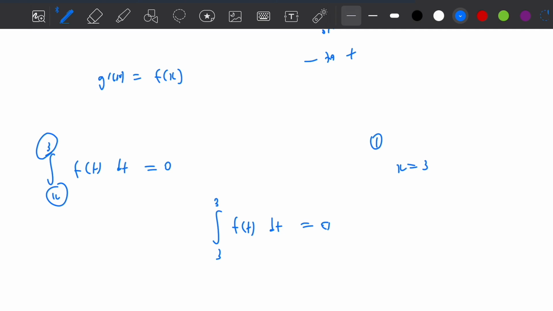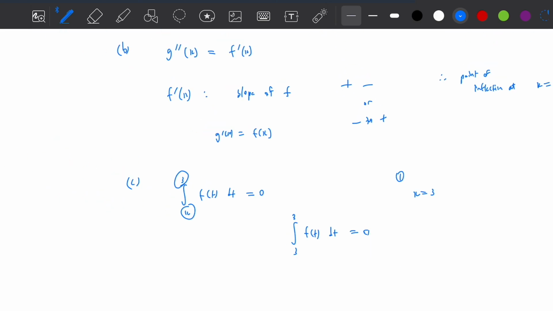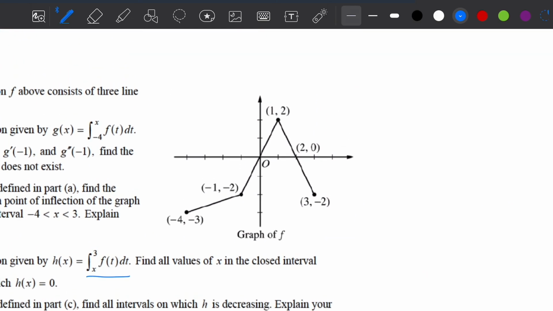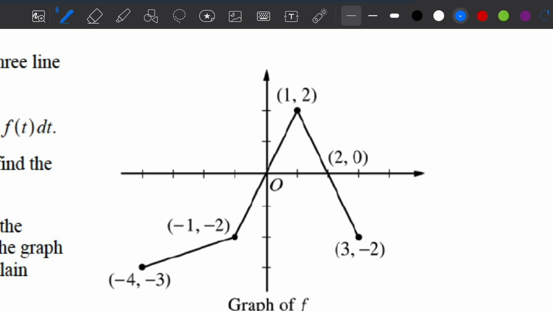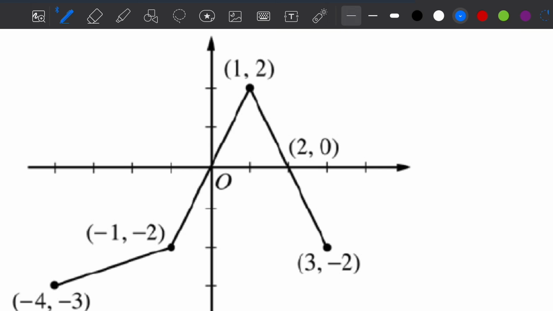To find the other solutions, we need to check other points where the net area from x to 3 is 0. And we can do this by analyzing the graph of f. We see that from 2 to 3, the function f forms a triangle under the x-axis, which means it's going to be a negative value. The base is 1 and the height is 2, and the triangle area is base times height times 1/2, which means the area of this triangle will be -1.